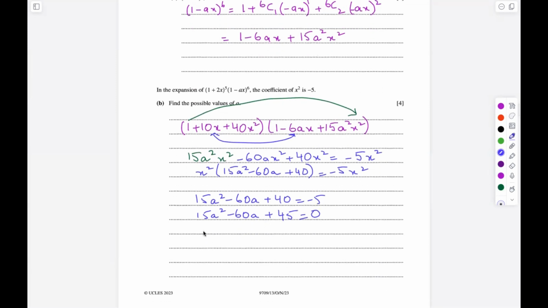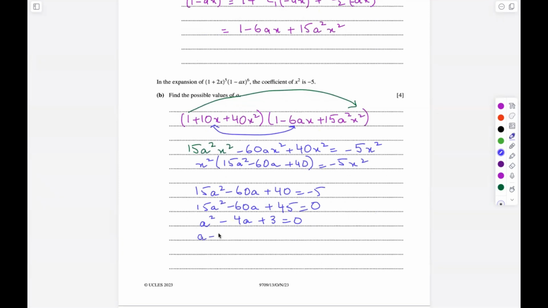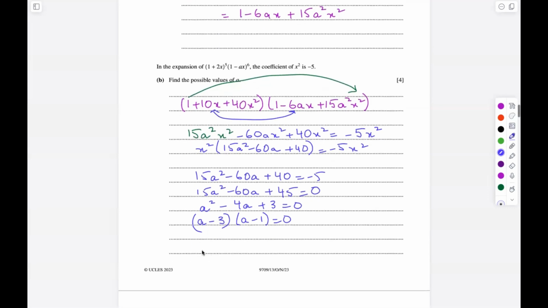We can divide the whole equation by 15 and write it as a squared minus 4a plus 3 equals to 0. Factorizing this, we'll get a minus, so we need a 3 when we multiply, so that will become a minus 3 and a minus 1 equals to 0. So the values of a will be a equals to positive 3 and a equals to positive 1.